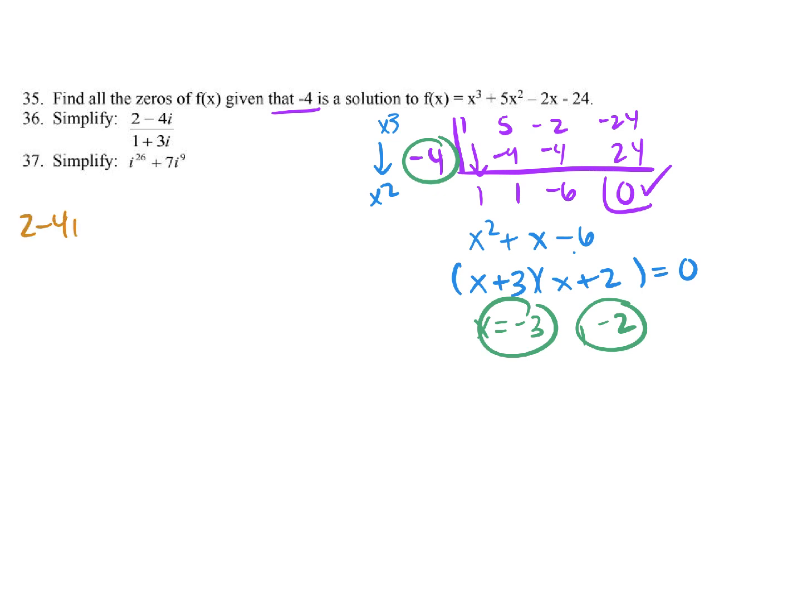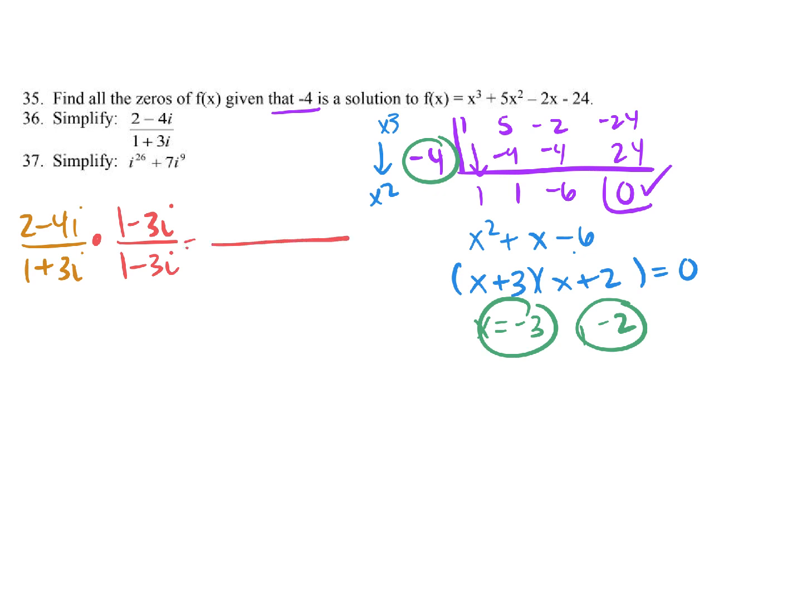36 is a multiply by the conjugate problem. So you start out with your original expression, and you need to multiply by the conjugate. The conjugate is whatever was in the denominator with a negative symbol between them. This is to get rid of i's in the denominator. So I'm going to multiply the bottom two out.